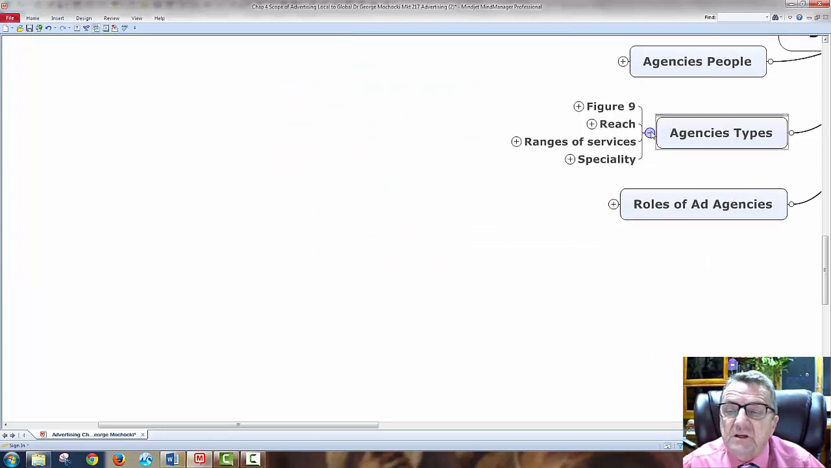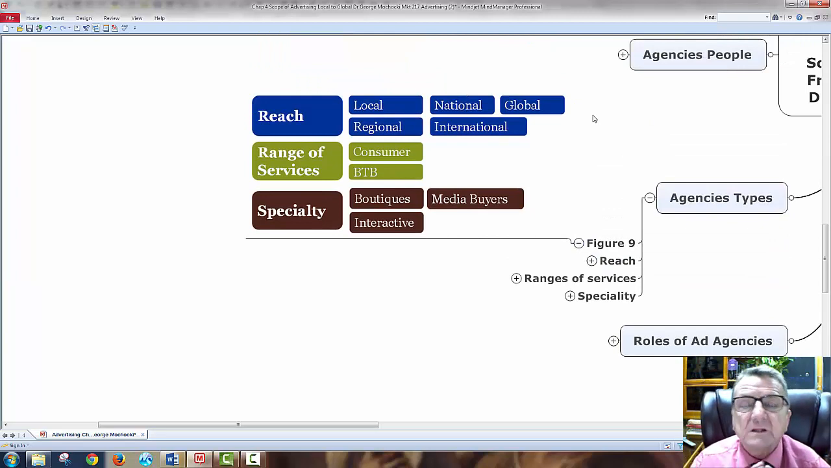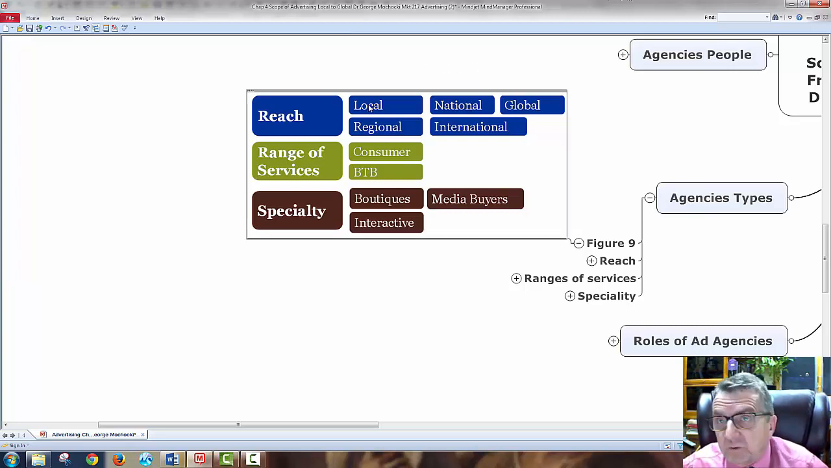Now, different types of agencies. Okay, so let's go on this one. We're going to go real quick. When I'm looking at types of agencies, I'm looking at the reach, the range of services, and the specialty they do. The reach: what's my reach? Is it a local agency? Is it regional? Is it national? Is it international? Or is it global?